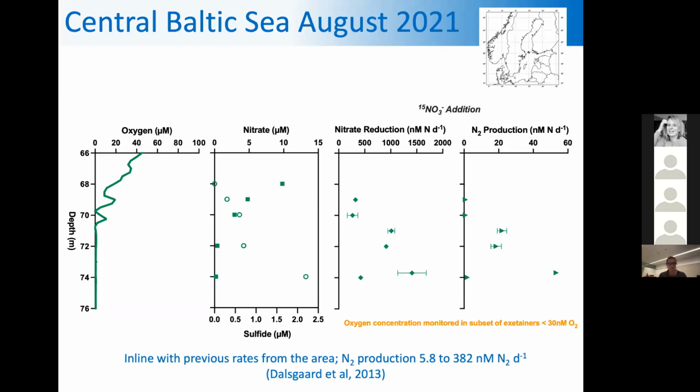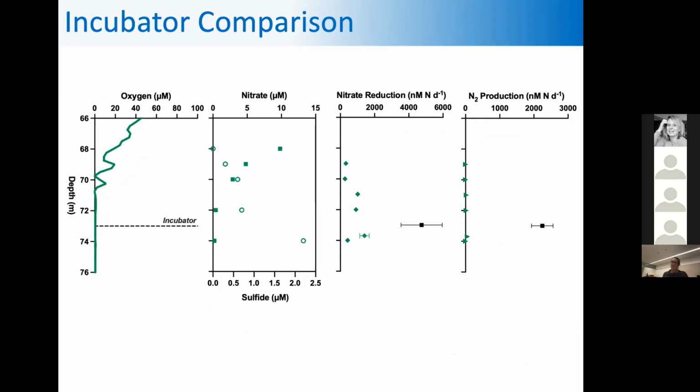And we measured oxygen concentrations in a subset of these incubators, and they were always less than 30 nanomolar, but we could still always detect oxygen. So we deployed our incubator at 73 meters depth, and these are the numbers that we have. You can see the nitrate reduction rate that we measured at the incubator depth is significantly higher than those we measured in the lab. And the same can be said for the N2 production.